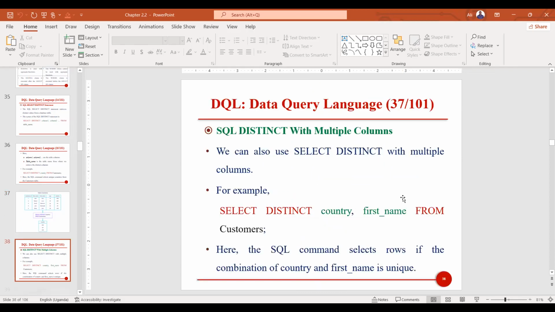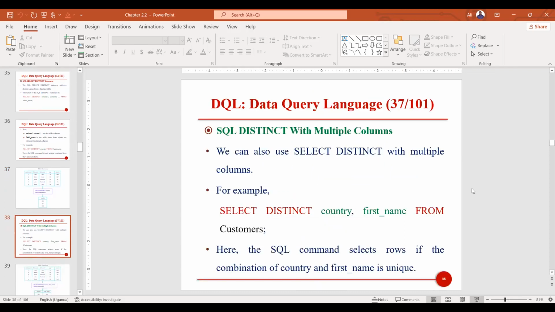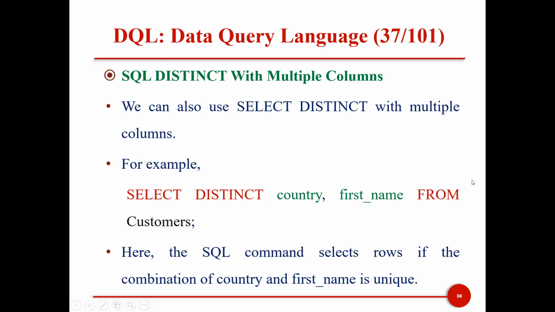Then we have distinct for multiple columns. You can decide to say that you want the first name to be distinct, the last name to be distinct, and the country should be distinct. It can also retrieve that for you. That's why you will see that they have put here, select distinct the country and the first name from customers, which means that there may be 2 customers coming from the same country.